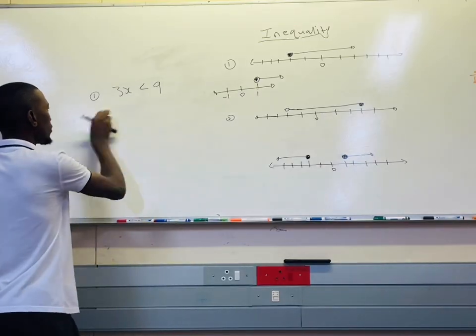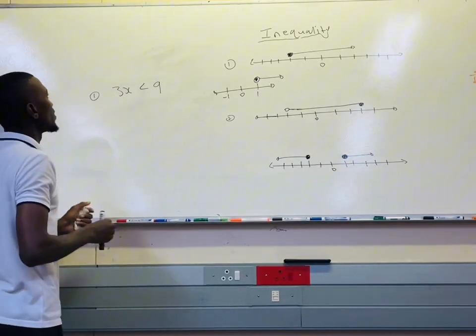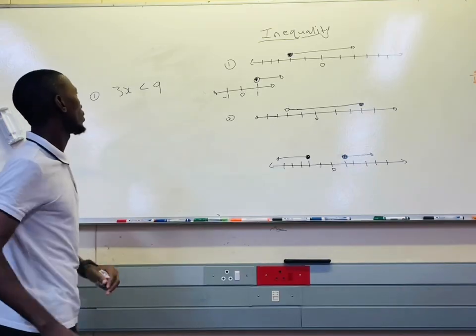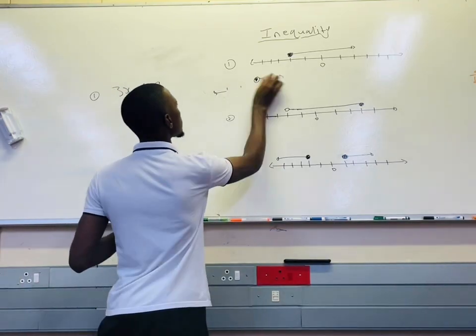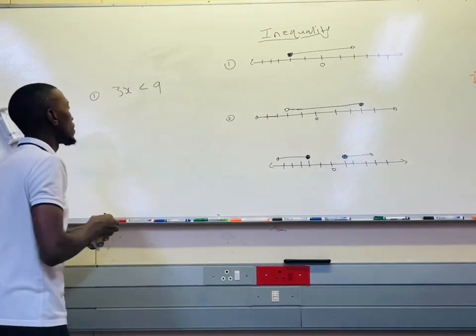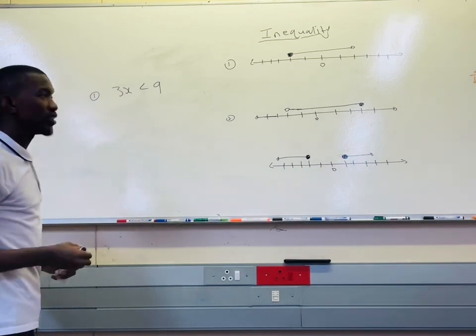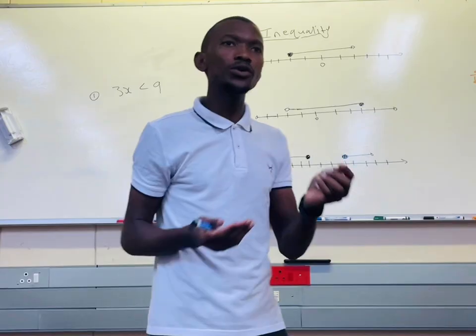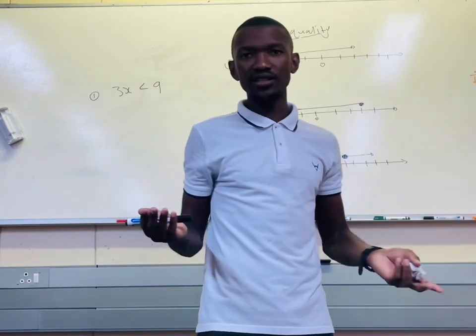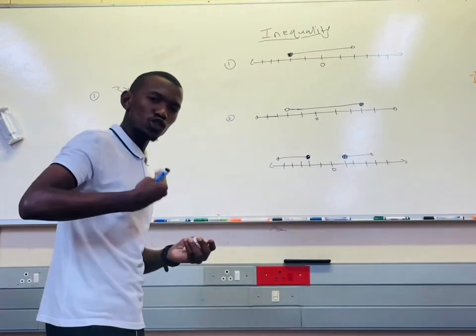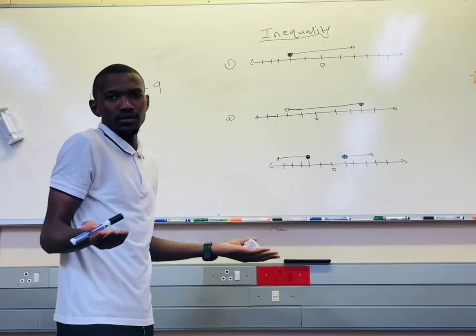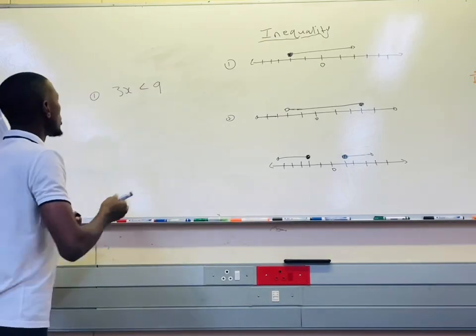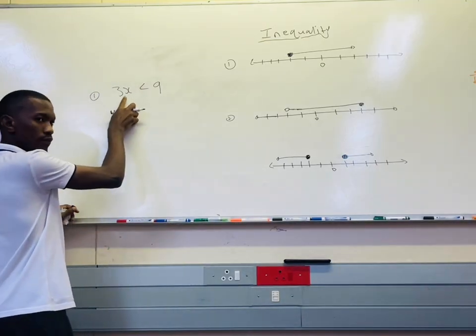Now let me try to solve a few problems with you, okay? So I have this one. You need to solve this inequality. How do you solve it? Guys, solving an inequality is the same as dealing with an equation. The only difference is that one side has to be bigger and one has to be less. There is an imbalance there. So we're looking for x. What must I do?